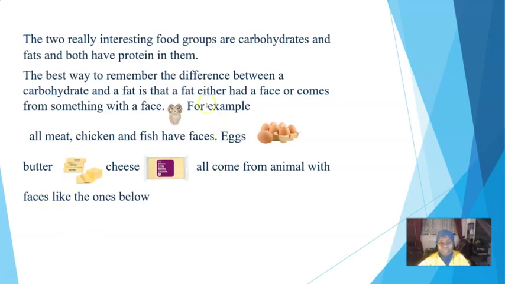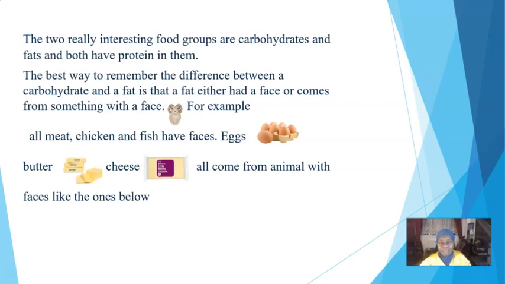For example, you can see this little sheep here. It has a face, so any meat from it is fat because it has a face. And eggs here come from chicken, and chicken has a face. Cheese comes from a cow or sheep or goat, and they have a face. Yeah, so is butter here. So fat has a face or comes from something with a face, while carbohydrate doesn't.